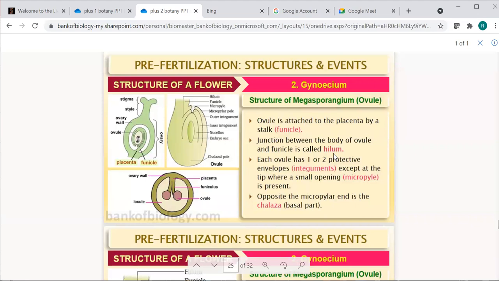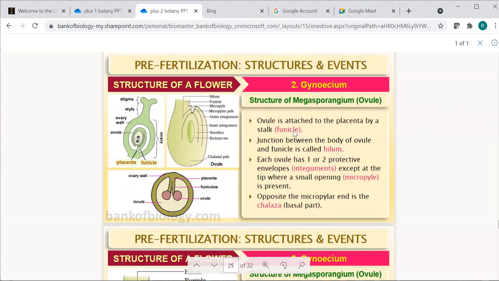Here it is showing very nicely in this figure. This is the placenta they are talking about. This is the ovary wall. The locule is here, and in it is the placenta. And the funicle, here is the ovule, and the ovule is attached to the placenta. Placenta is over here and ovule is over here, and it is attached by something. It is not just standing here. It is attached by a stalk-like structure which is called the funicle. That is this.